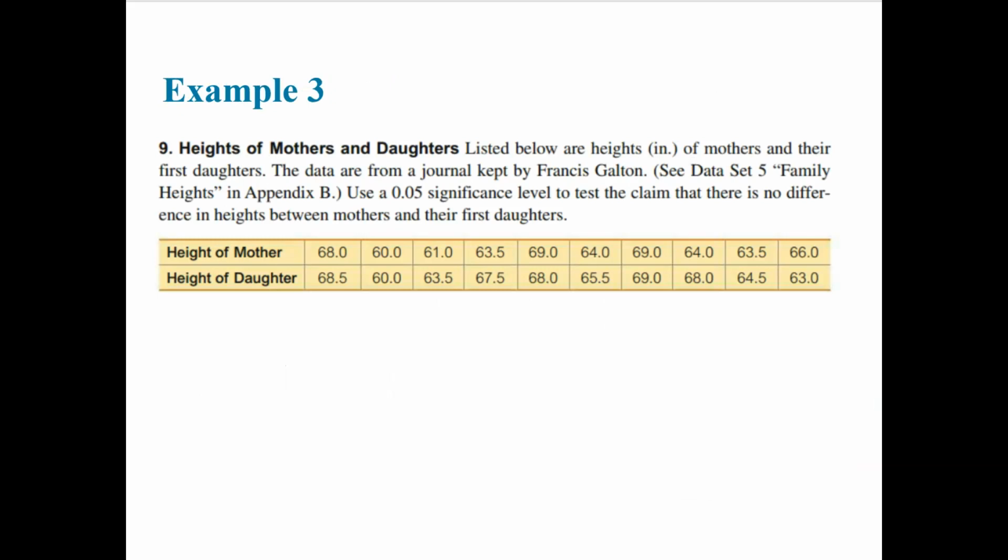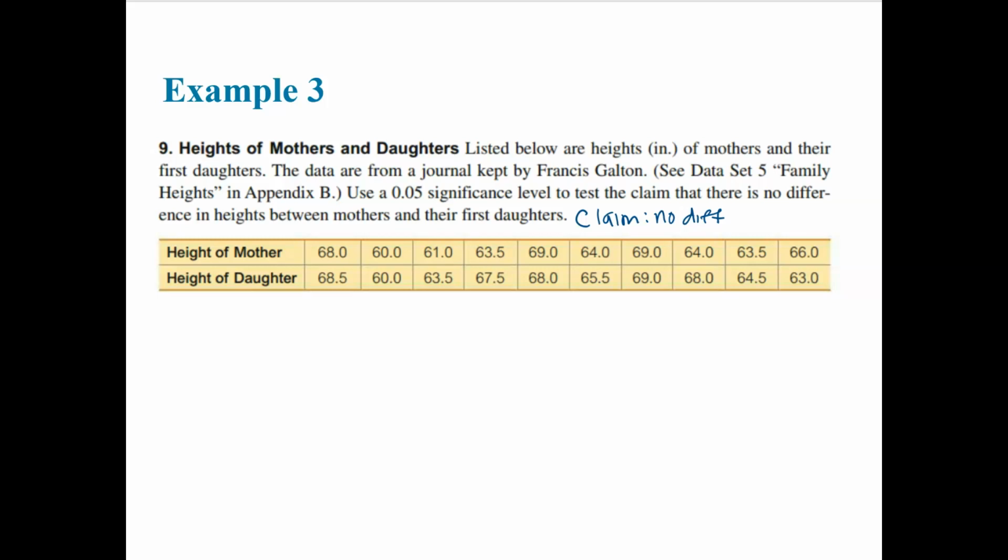So in example 3, we're doing the heights of mothers and daughters. And what this one is saying is use a 0.05 significance level to test the claim that there is no difference in heights between mothers and daughters. No difference. So the claim here is no difference between them. So essentially saying that the difference is 0.